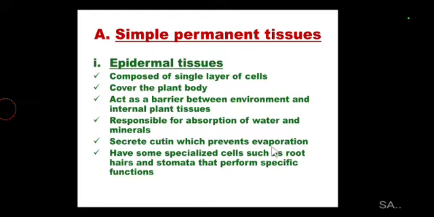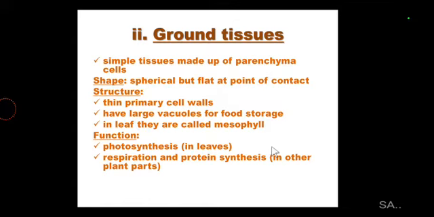I hope that you've understood it. Now we are moving towards another type of these simple permanent tissues, and this is the ground tissues. So ground tissues are all the tissues which are other than epidermal tissue and the vascular tissue. So they are found in between them. Ground tissues are simple tissues. They are made up of parenchyma cells. So parenchyma cells are composing the ground tissues.